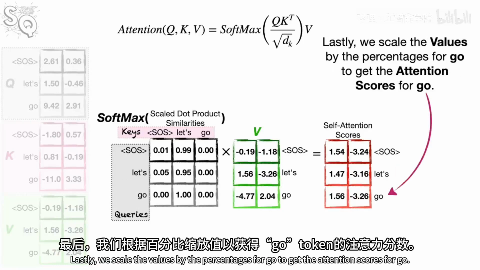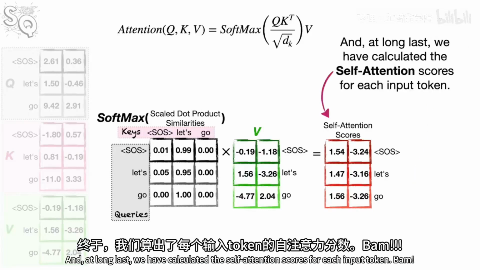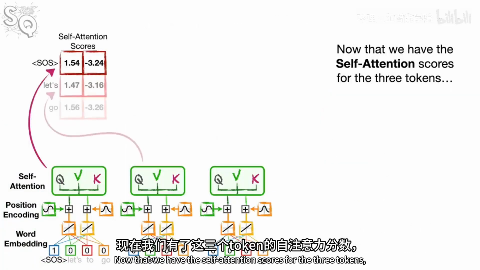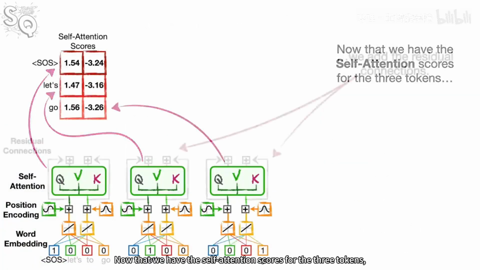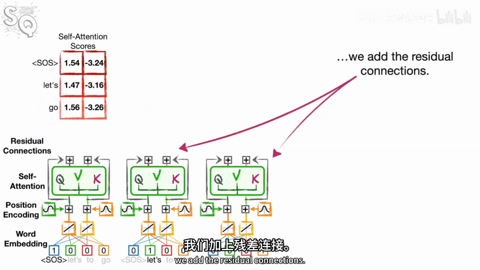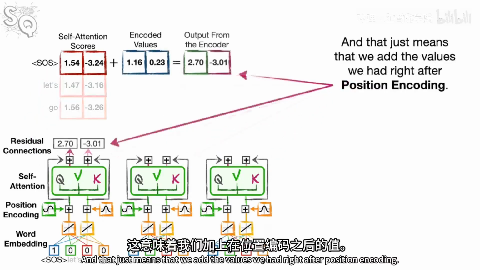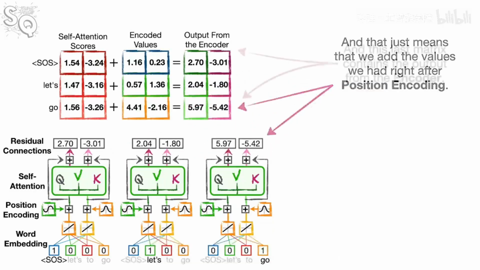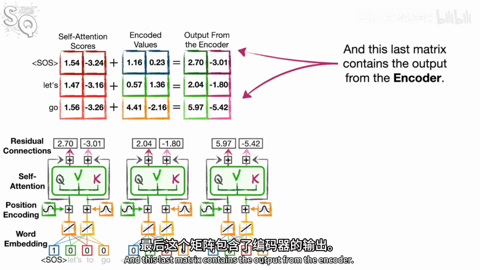Lastly, we scale the values by the percentages for Go to get the attention scores for Go. And, at long last, we have calculated the self-attention scores for each input token. Bam! Now that we have the self-attention scores for the 3 tokens, we add the residual connections. And that just means that we add the values we had right after position encoding. And this last matrix contains the output from the encoder.